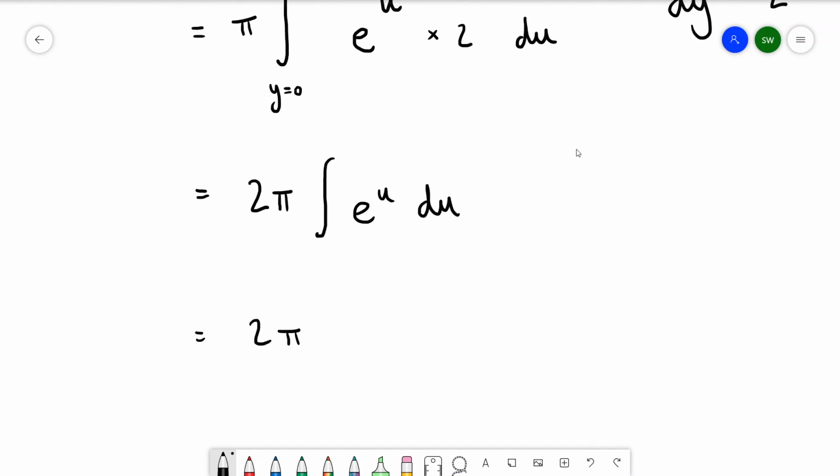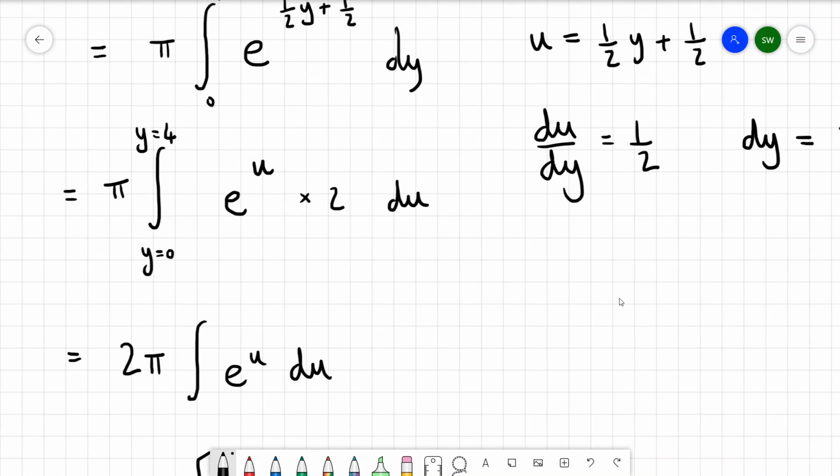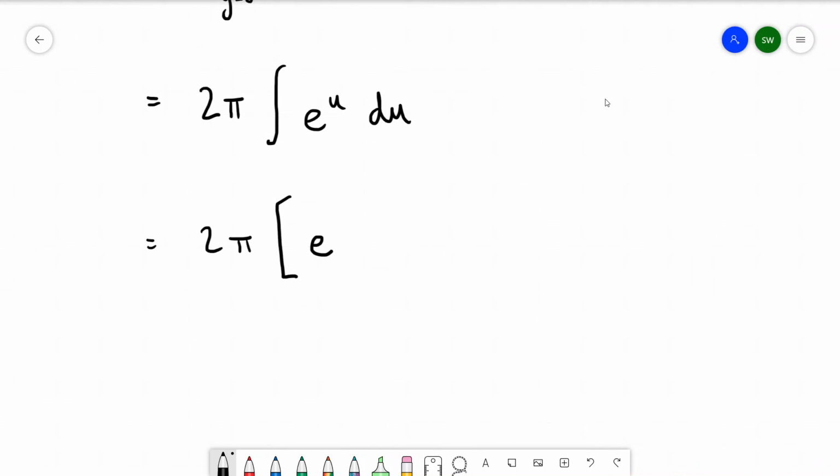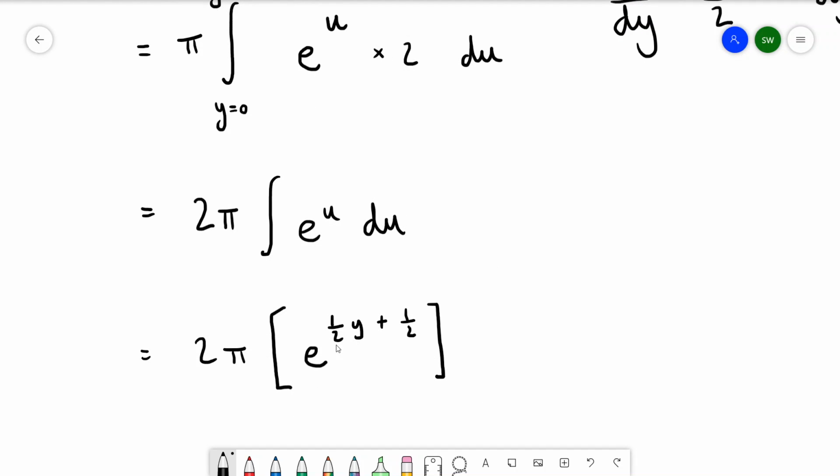So we're going to have 2 pi, and then when we integrate it, we're going to have e to the u. But u is actually equal to a half y plus a half. So we're going to have e to the power of a half y plus a half. So that's why I didn't change my limits, because I've just gone back into a function in terms of y, so I can sub in the y limits of y equals 0 up to y equals 4.